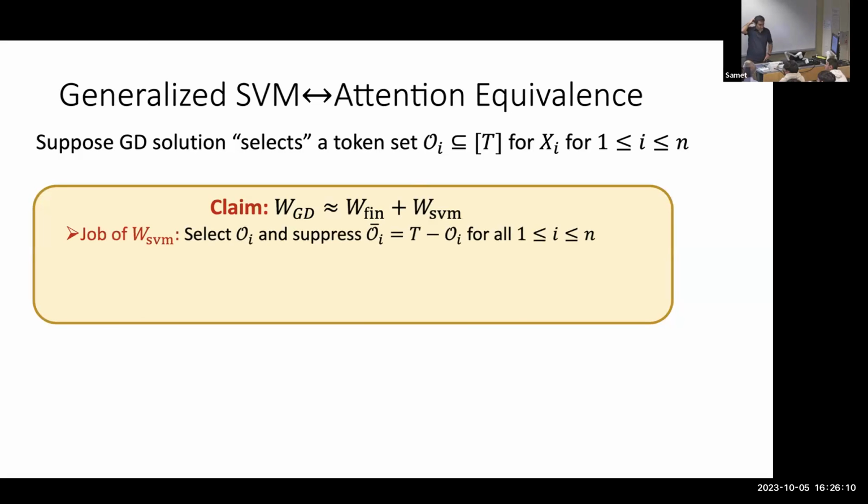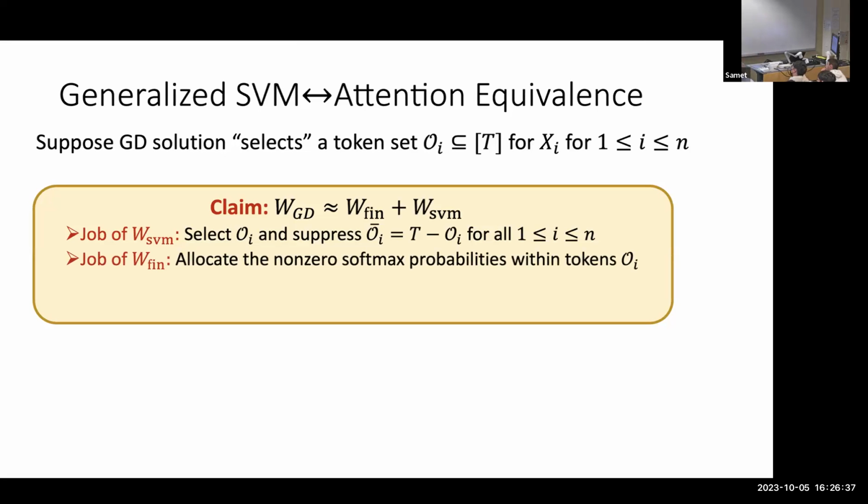This decomposition allocates different jobs to the finite correction term and the SVM component. The job of WSVM is exactly what we discussed so far: making sure that OI, the selected set, is separated from the complement. It will set everything to 0 except OI, but it's more general, because now rather than a single opti, it can select the whole set. And the job of the finite term is, among the selected tokens, to allocate the softmax probabilities. How do you allocate them? The finite term is essentially doing that.